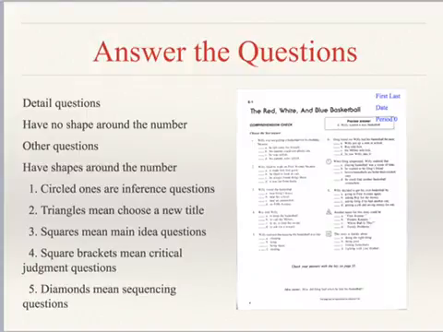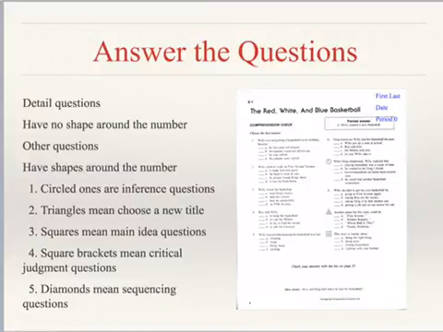The other questions, and we'll get to what that means shortly, have some sort of shape around the number. If it's circled, like number 7 is, it's an inference question. If it's a triangle, like number 9, it means that you need to choose a new title. If there's a square around it, like this, that's a main idea question.